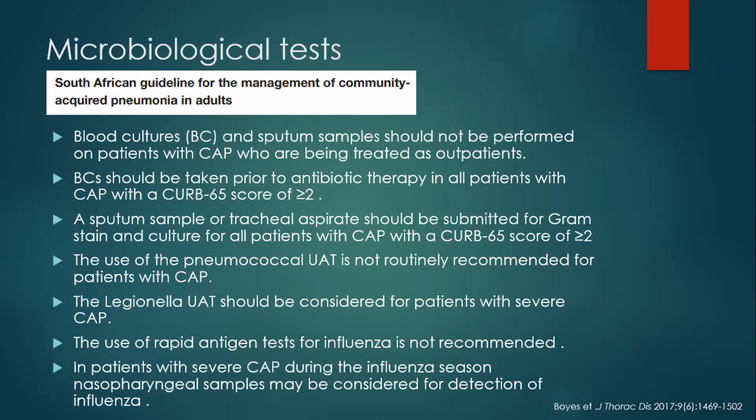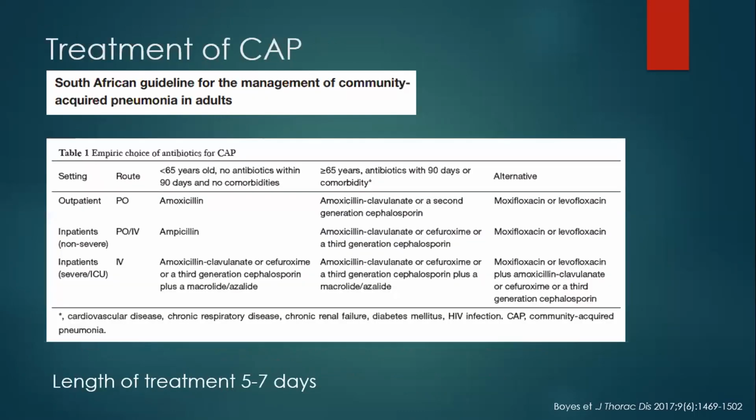The South African guidelines do not recommend the use of pneumococcal urine antigen testing, but they say you could consider Legionella urine testing in a severe CAP, and that rapid antigen testing for influenza is not recommended. However, during the flu season, one can consider sending nasopharyngeal samples for the detection of influenza. So please consider that, especially now as the flu season is currently ongoing.